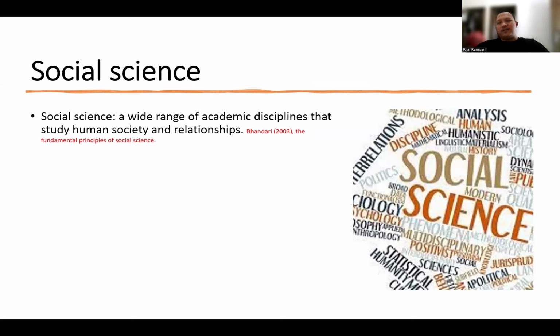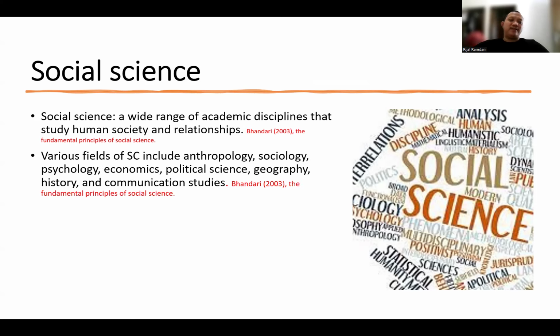We can also learn, for example, the history of humans, the history of our life, the history of our government, the history of our independence from Dutch colonialization. This is a part of social science. And we can also try to understand culture, specific cultures that people have in a specific place. It's also a part of social science. For example, in social science we have anthropology, sociology, psychology, economics, political science.